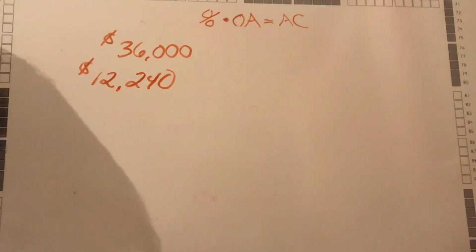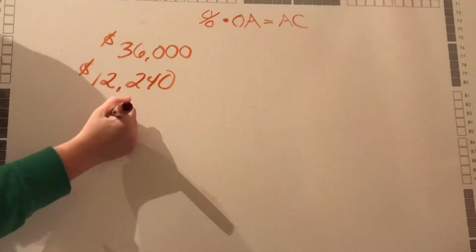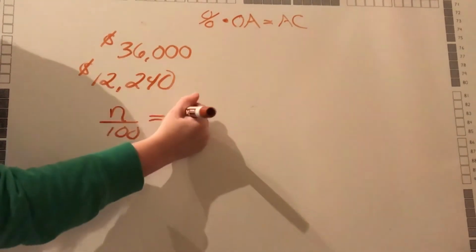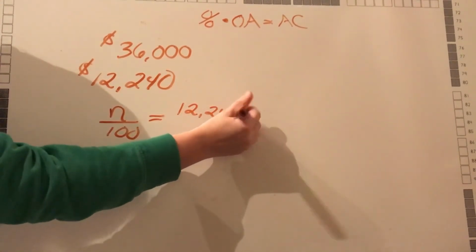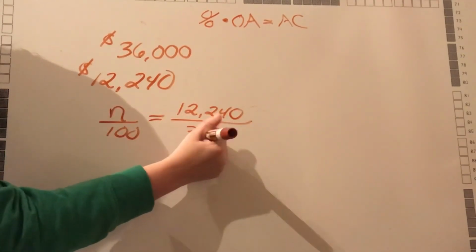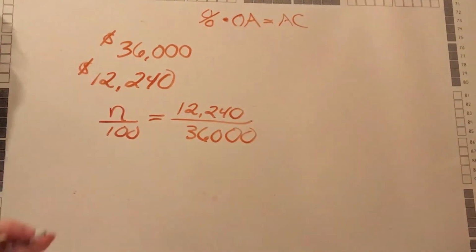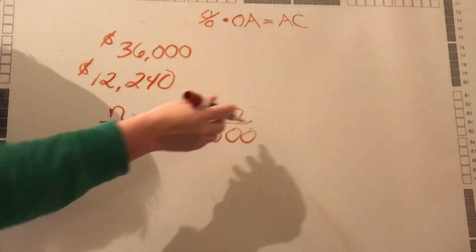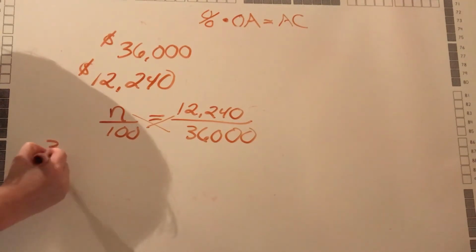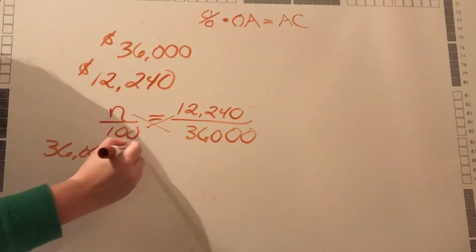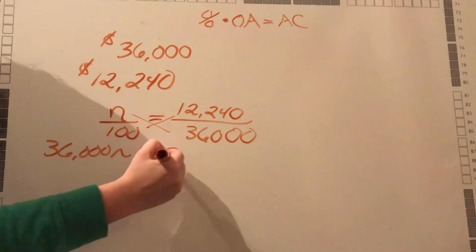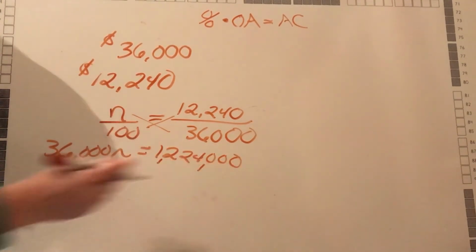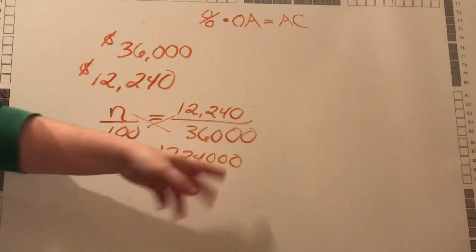But for now, we're going to follow the book and we're going to do the proportion, which is n over 100 equals the rent over 36,000. Then they're going to cross multiply and solve for n. So it's going to be 36,000n equals 1,224,000. Right, because we just multiplied by 100, so all you do is just add your 2 zeros.